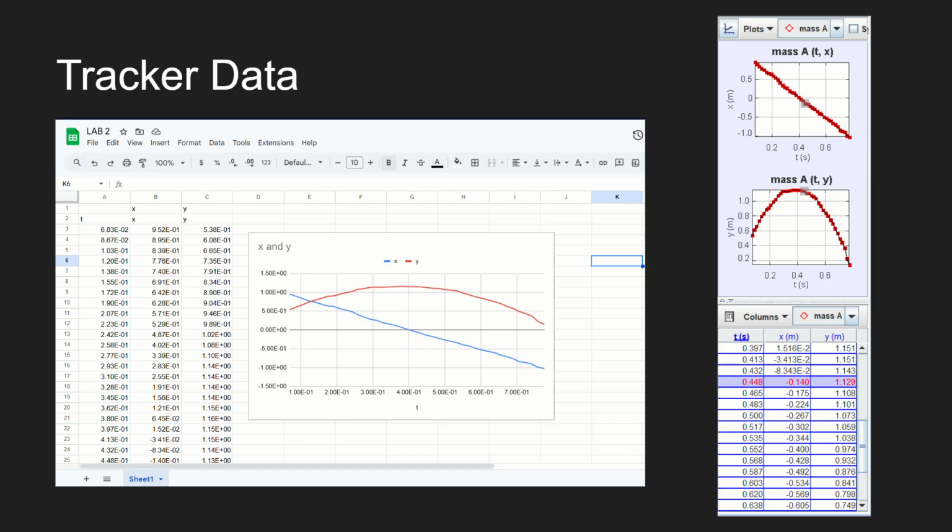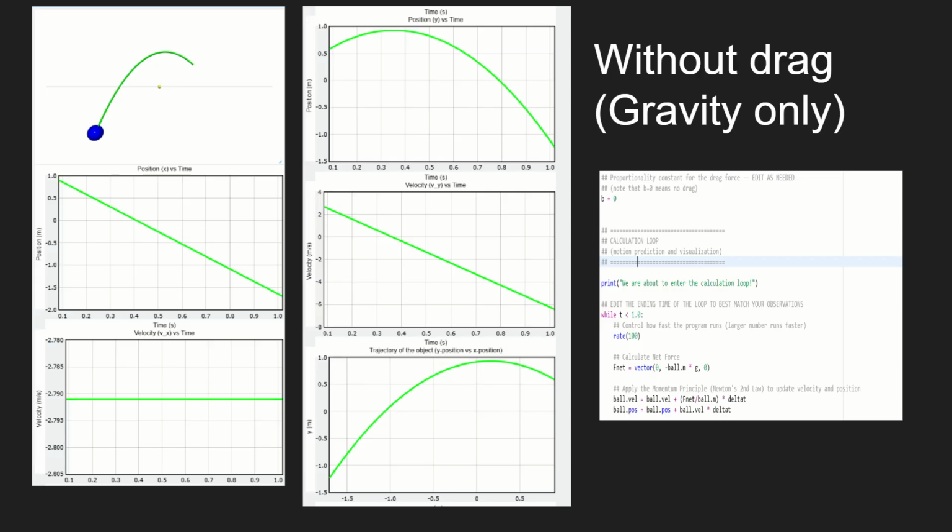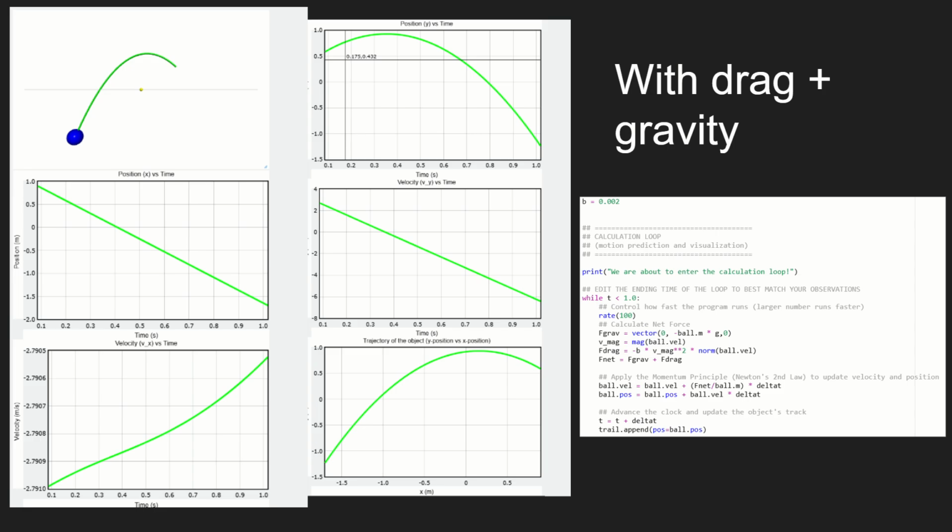Here's my tracker data. Like I said, the x has a negative slope, which means I flipped the video. But as you can see, the y value goes up and then it goes down. So here's my data without drag, so gravity only, and this is it with drag.